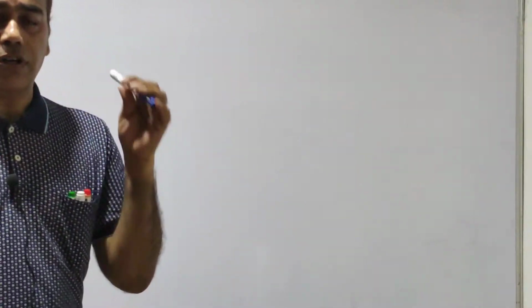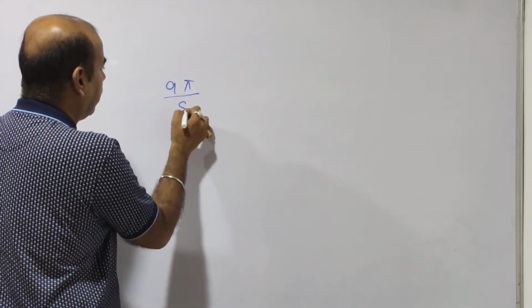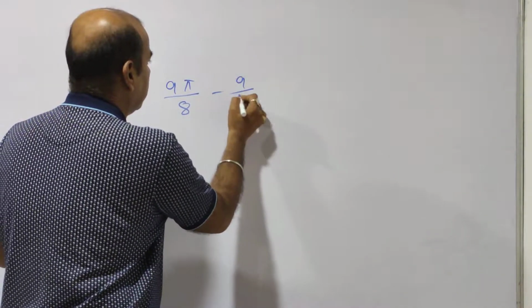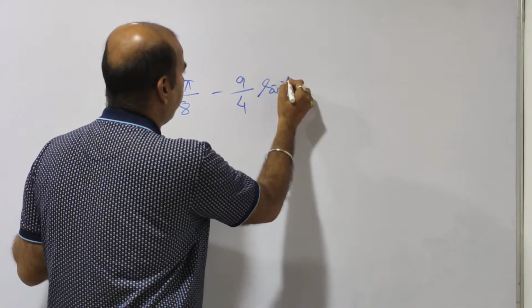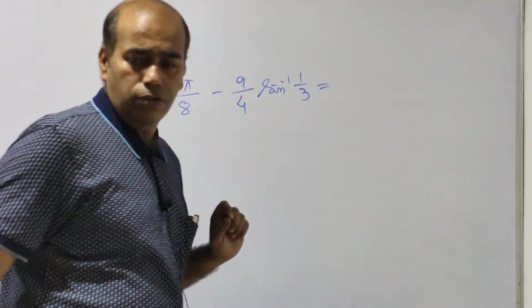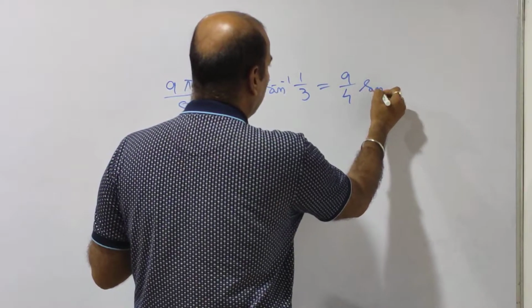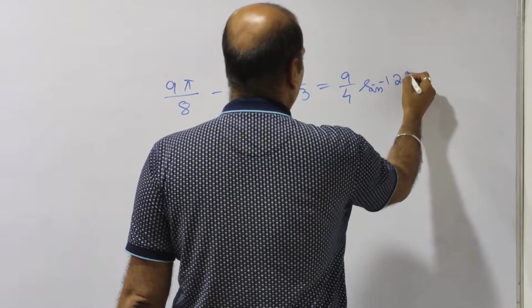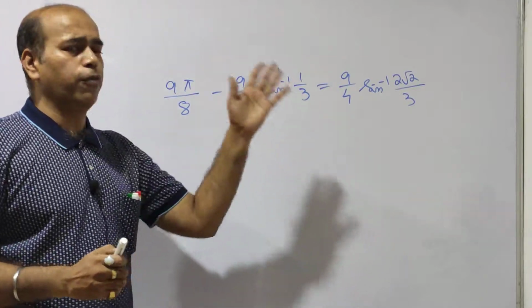So last question for this lecture, students. I will take one more question. Question is 9 pi by 8, minus 9 by 4 sine inverse 1 by 3 equals 9 by 4 sine inverse 2 root 2 by 3. So this is a simple question and it's a proving question.